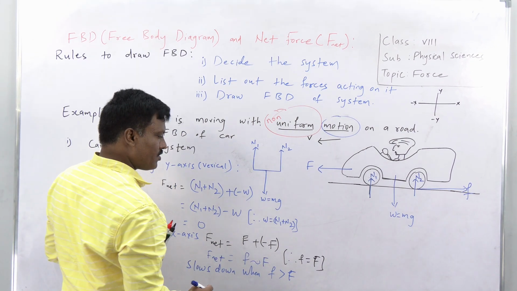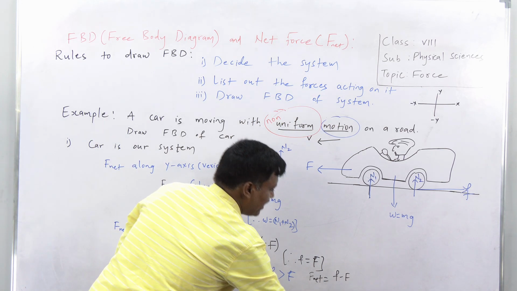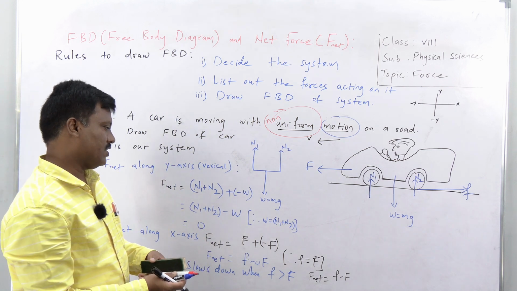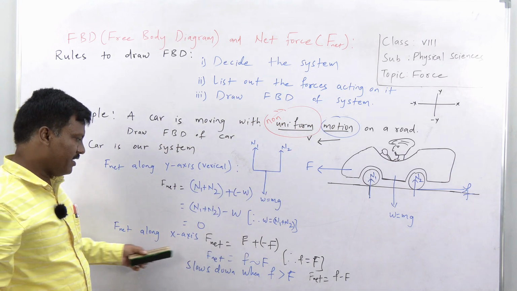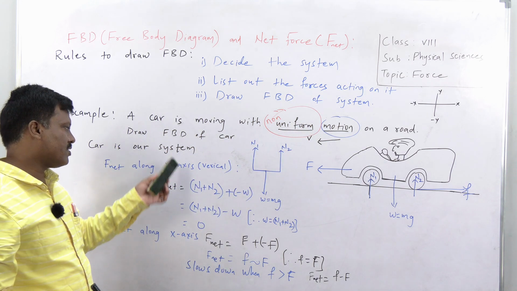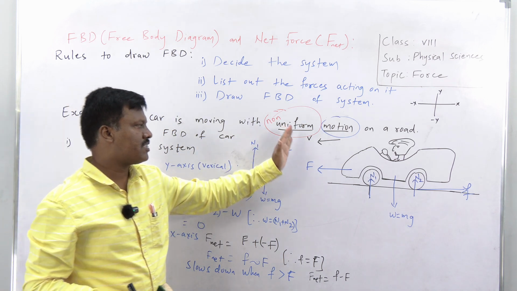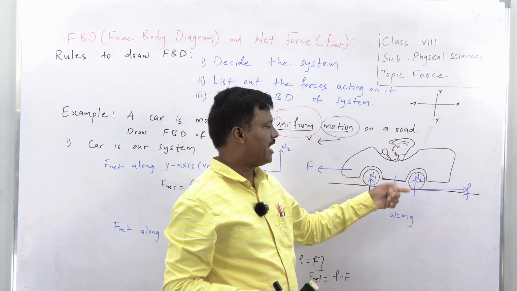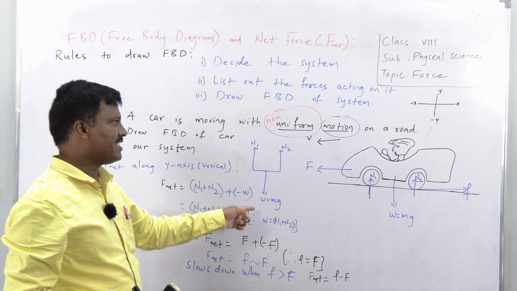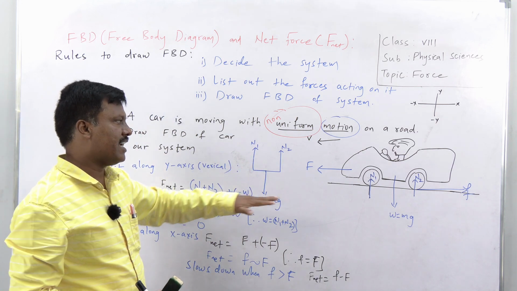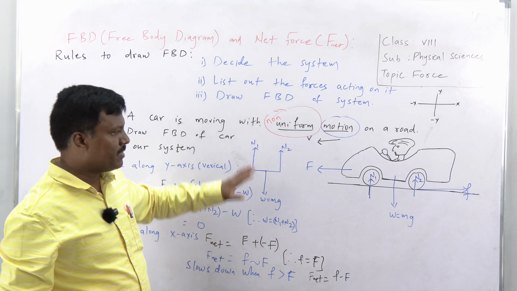In this case, what is the net force? Net force is equal to frictional force minus engine force. But when the object is moving with non-uniform motion, only the net force along the x-axis changes, while net force along the y-axis remains the same. Gravitational force acts downward, normal force acts upward. These are balanced, so there is no change in net force along the y-axis. But in the horizontal direction along the x-axis, there is a change in net force if the object is moving with non-uniform motion. So please note this down.